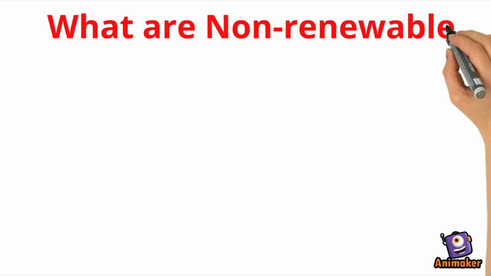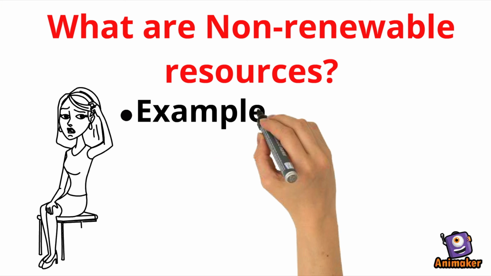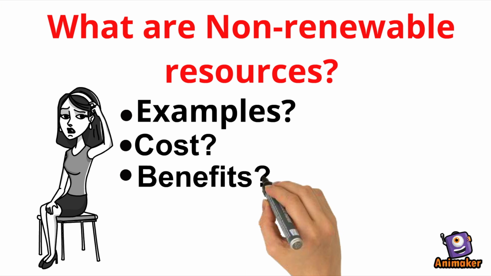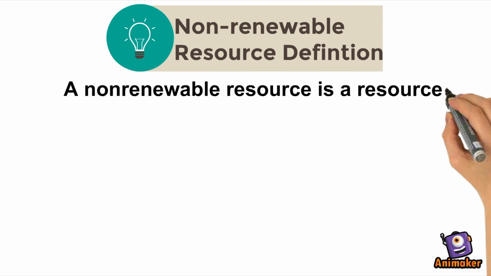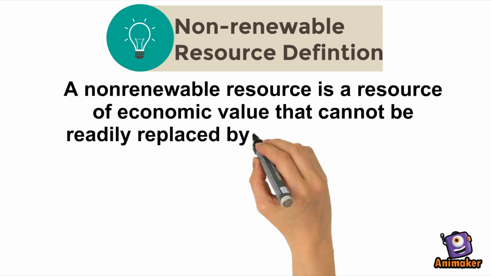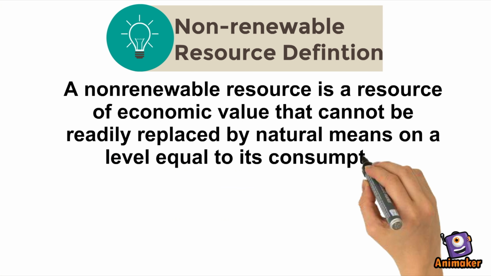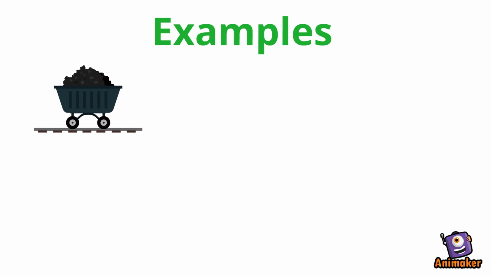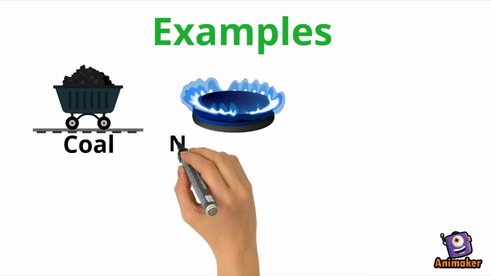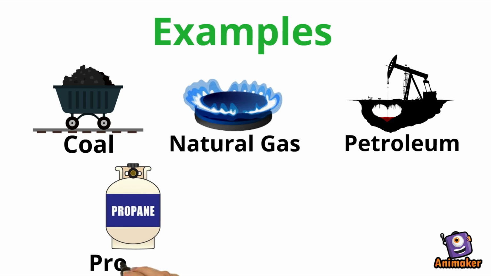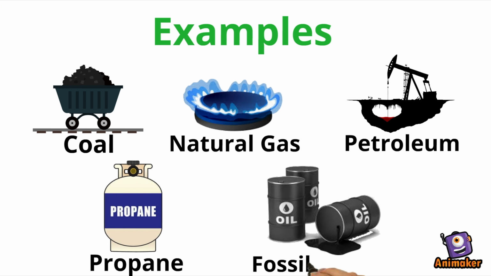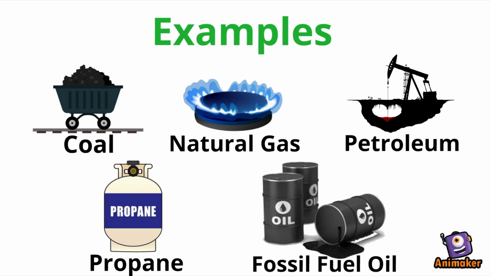So now that you know this, what are non-renewable resources? Examples, cost, benefits. A non-renewable resource is basically a resource of economic value that cannot be readily replaced by natural means on a level equal to its consumption. Some examples are coal, natural gases, petroleum, propane, and fossil fuel oils.